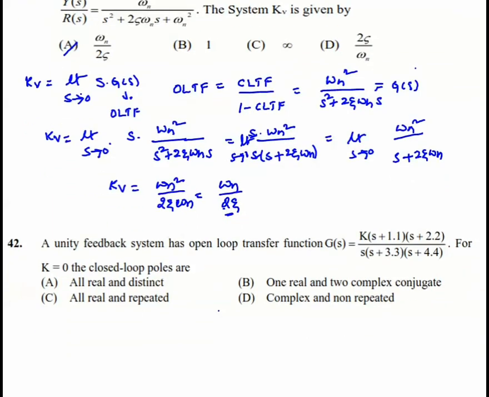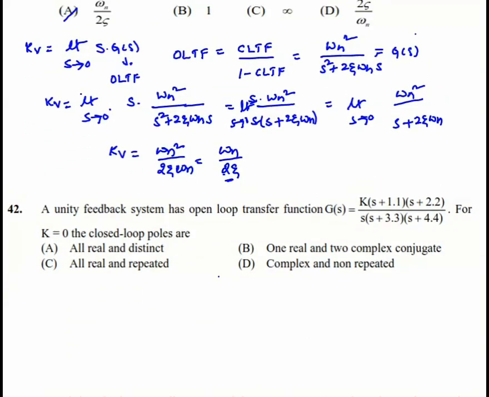And next question. A unity feedback system has an open loop transfer function G(s) equal to K into (s plus 1.1) into (s plus 2.2) divided by s into (s plus 3.3) into (s plus 4.4). At K equal to 0, closed loop poles. First of all, we will get the closed loop transfer function, which is open loop transfer function divided by 1 plus open loop transfer function. After doing this, we will take the characteristic equation. So what is the closed loop transfer function?